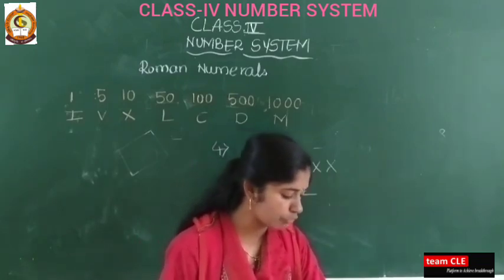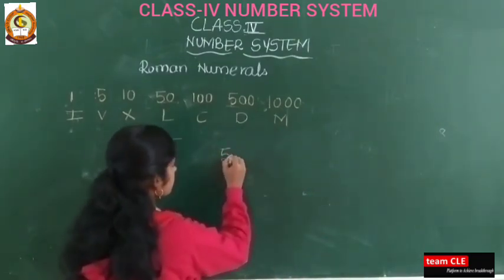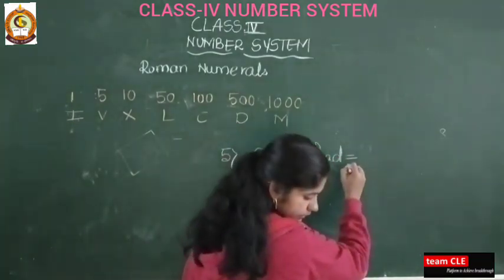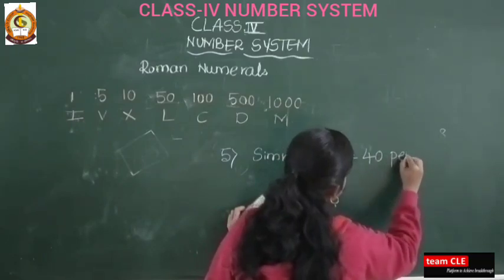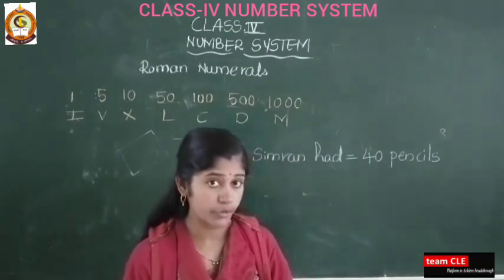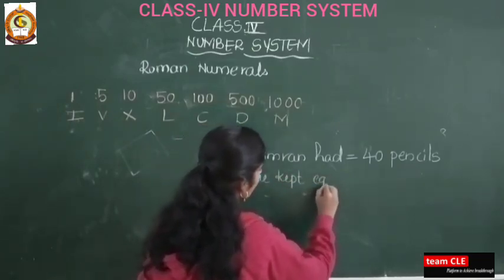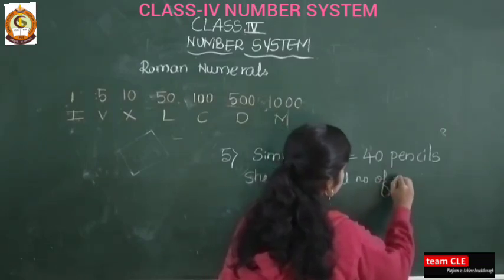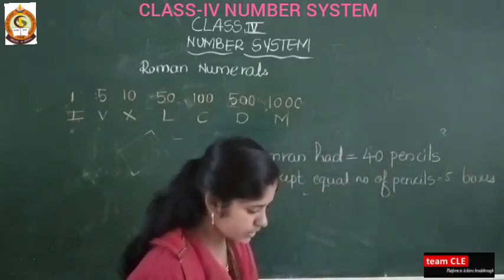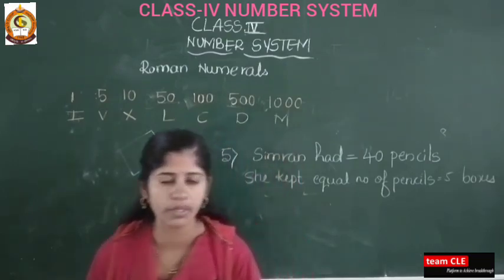Fifth main. Simran had 40 pencils. Simran had how many pencils? Simran had 40 pencils. She kept an equal number of pencils in 5 boxes. She kept equal number of pencils in how many? In 5 boxes. How many pencils are there in each box? Rewrite the problem using Roman numerals.